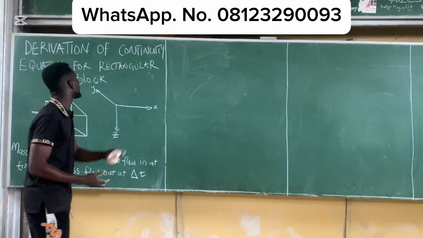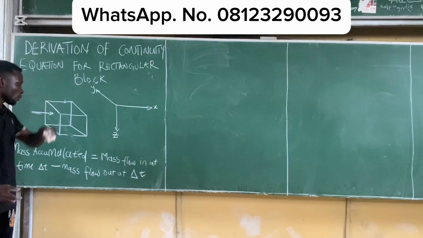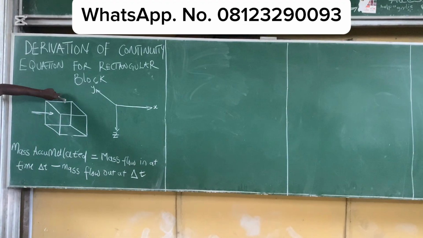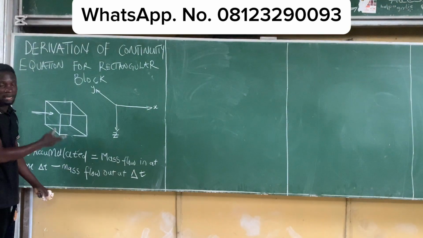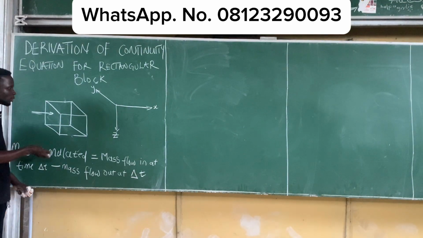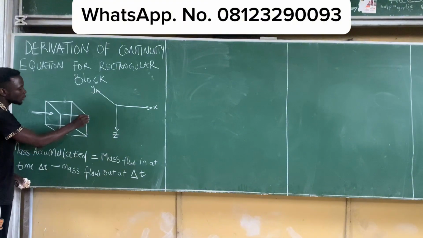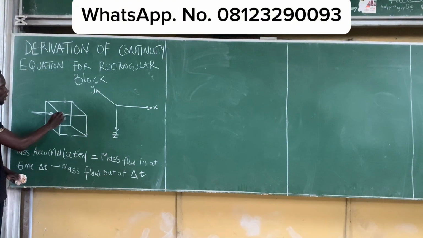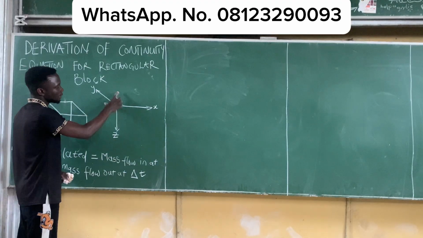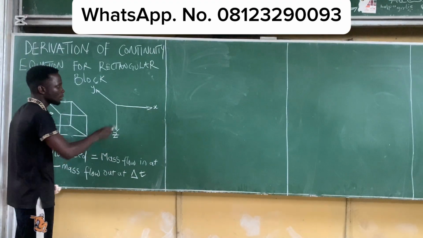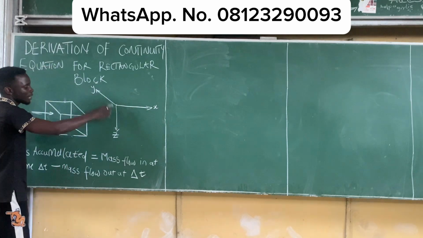Looking at the derivation of the continuity equation for a rectangular block. Now let's consider this block as our rectangular block. If you look at this block critically, we see that it has 3 dimensions. If you bring these 3 dimensions out, you are going to have this particular coordinate system, which has the x, y, and z.